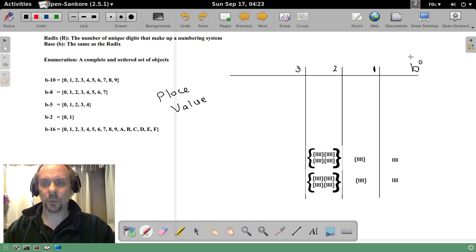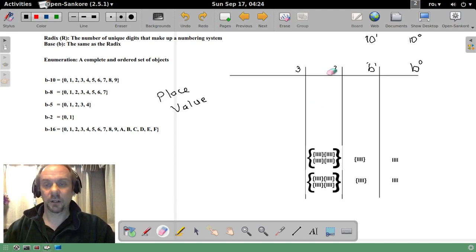If we're working with base 10, we have 10 to the 0, which is 1, so everything in this column is units. In the next column, we're working with single sets. So we have the base to the power of 1, or in decimal, 10 raised to the power of 1, which is 10. So this is our tens column.